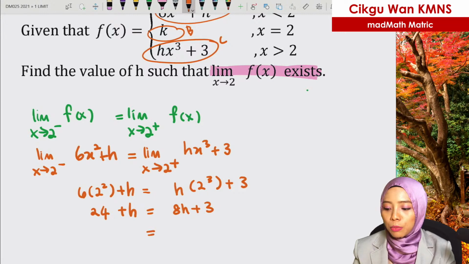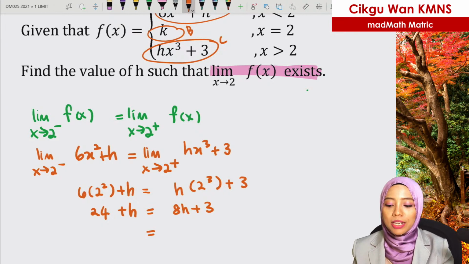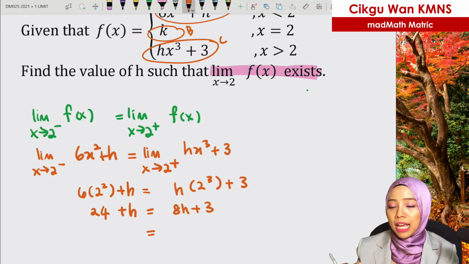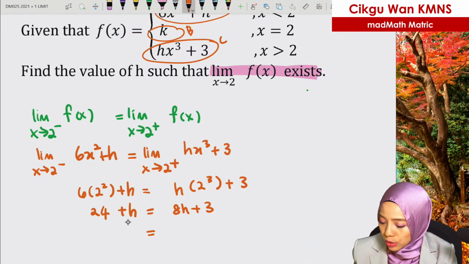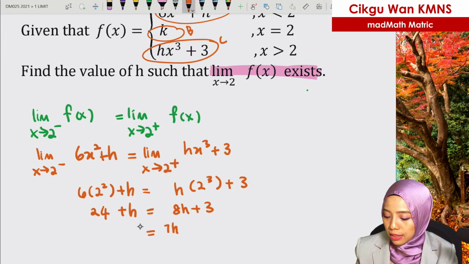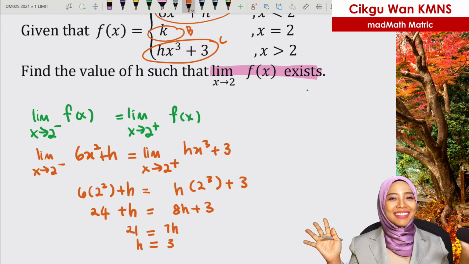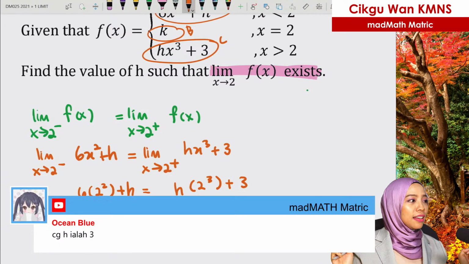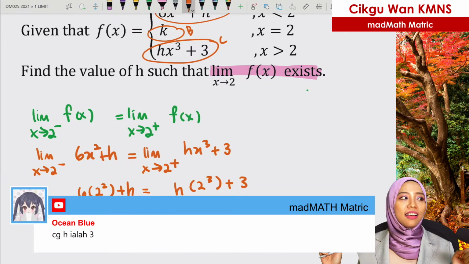Okay, kenapa kita boleh buat equal kat sini? Because it's stated already it is continuous. Bila continuous, limit f(x) approaching 2 from the left must be equal to limit x approaching 2 from the right. So now 8h minus h, 7h. 24 minus 3 will give us 21, and then h is equal to 3. Easy peasy lemon squeezy. Yes, very good, Amir Shah. Very good.